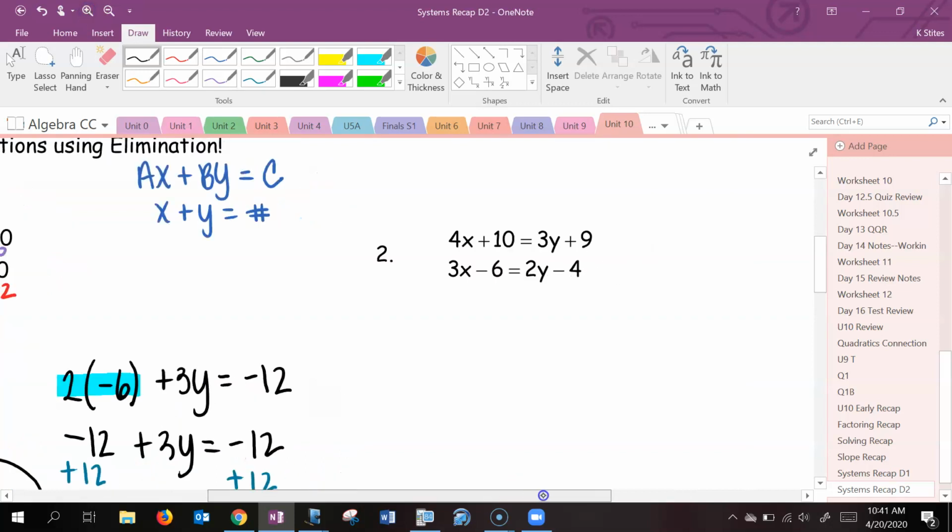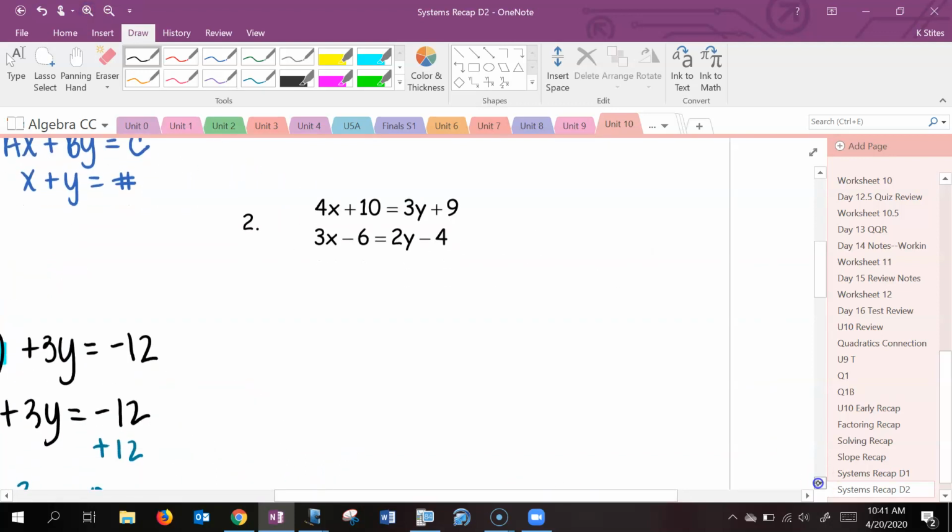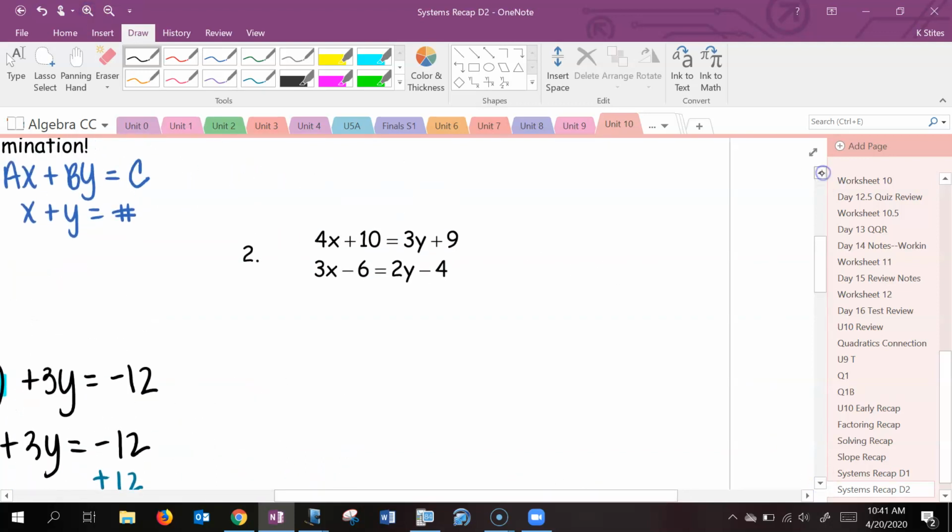So again, you need to get standard form first, which means x's and y's are on the left and your number is on the right. So both of these equations we will need to fix again. I'll start by subtracting my 3y over. That way it's on the same side as the x. I also need to subtract my 10 over. It needs to be on the right side with the other number.